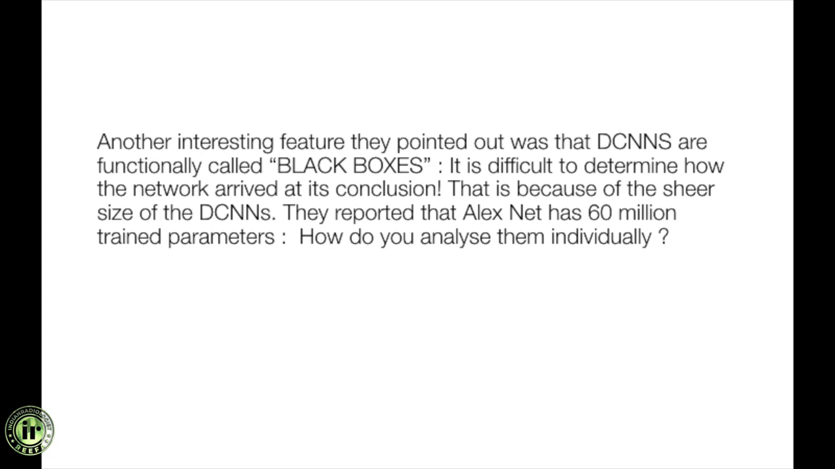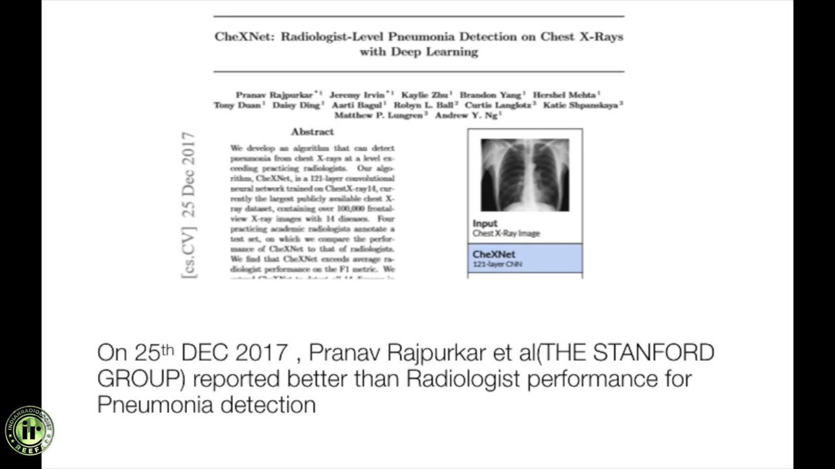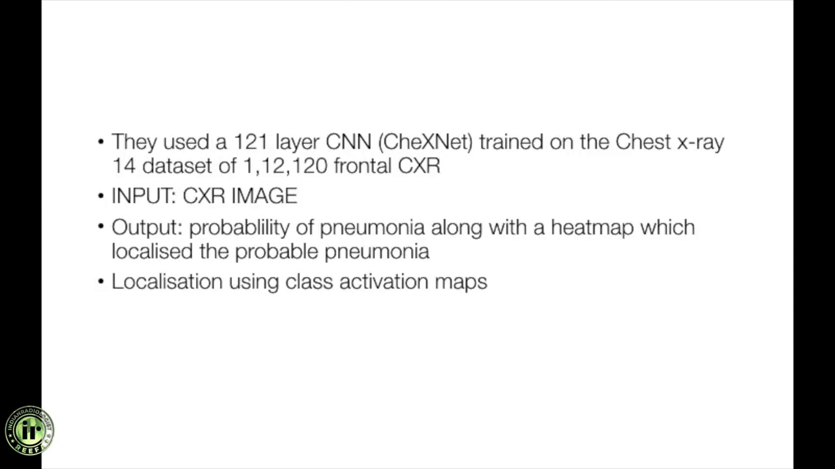Also note that an interesting feature they pointed out was that the neural networks are functionally called black boxes. It is difficult to determine how the network arrived at its conclusion. On 25th of December 2017, Pranav Rajpurkar et al., let's call them the Stanford group, reported better than radiologist performance in the detection of pneumonia. They used a 121-layer network, which they called the CheXNet, trained on the ChestX-ray14 dataset, which we have already referred to. The input was a chest x-ray image. Output was the probability of pneumonia, along with localization of the probable pneumonia.